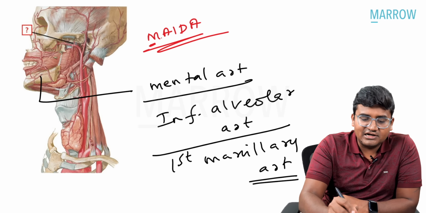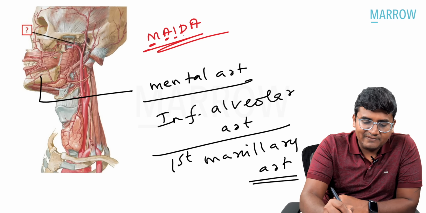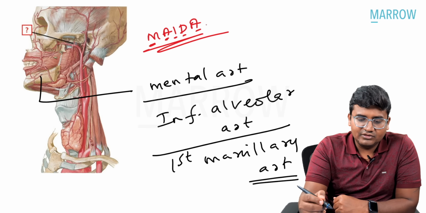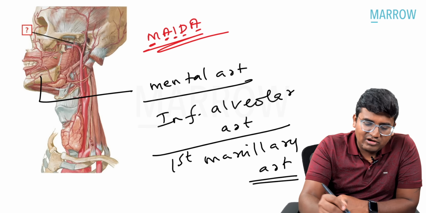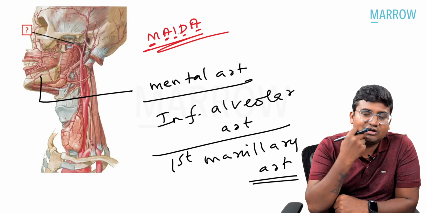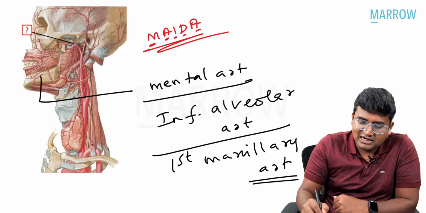M is middle meningeal artery. A, accessory middle meningeal artery. I, inferior alveolar artery. D, deep auricular artery. A, anterior tympanic artery. Okay. Now, this inferior alveolar artery, in turn, passes through mental foramen and continues as our mental artery.